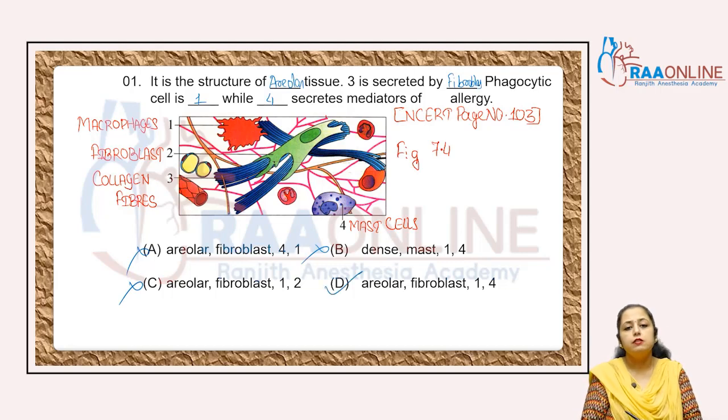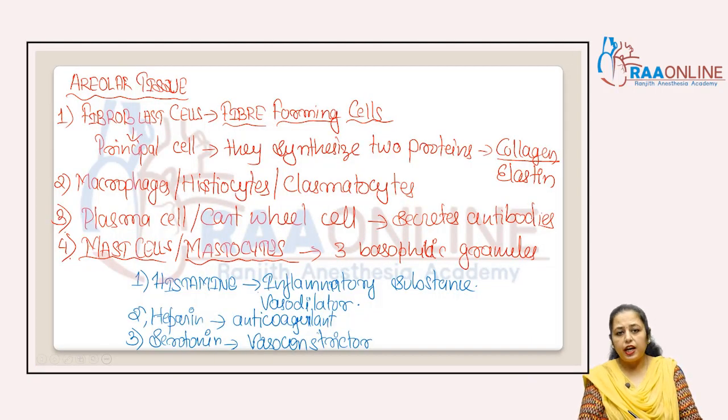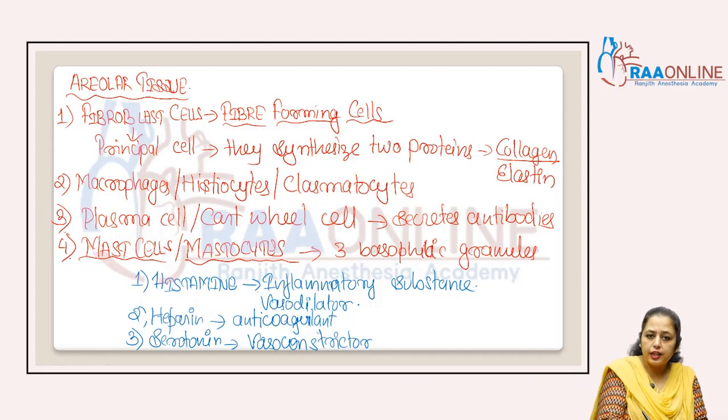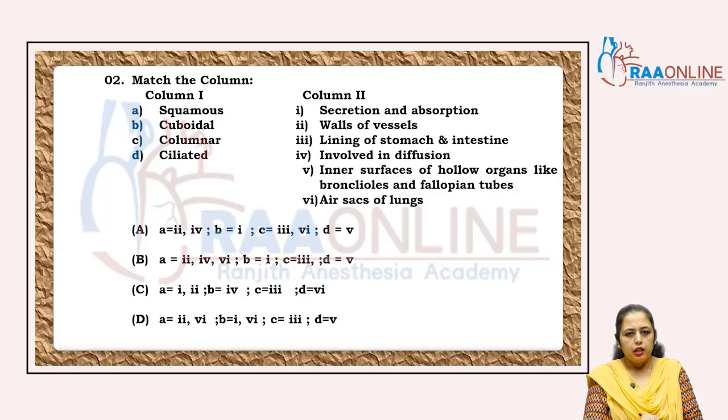Right, answer is D. One more thing, areolar tissue is the type of loose connective tissue proper, which is found in most abundant form in the body. Most abundant connective tissue present in the body. Clear? Now come to the next one, that is match the column. There are 2 columns, right?